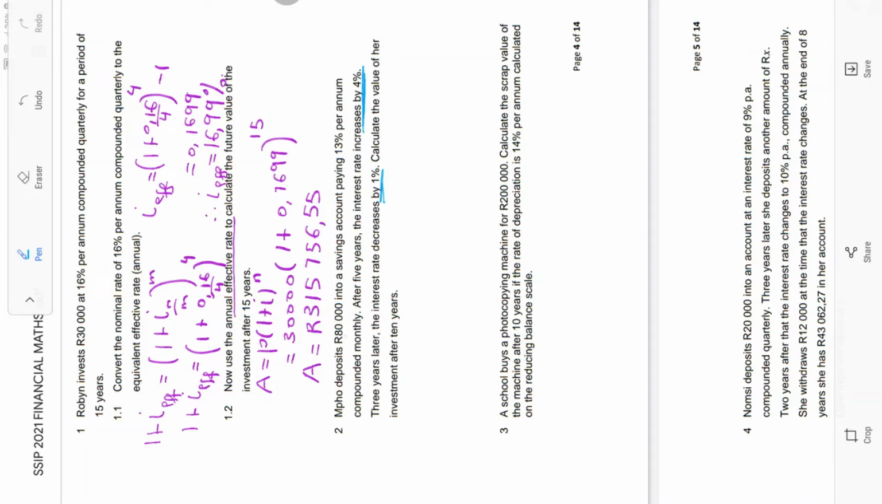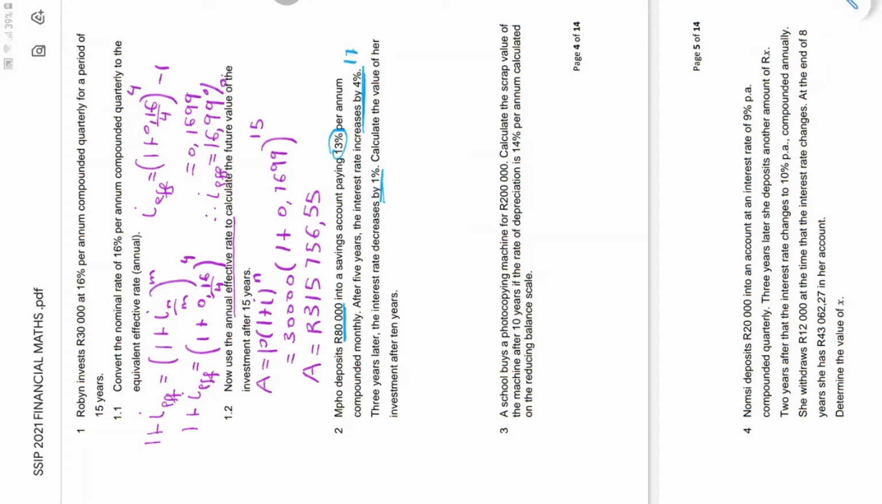So it's the single investment of 80,000, but now it is experiencing 3 different interest rates. First, the 13%. Later, the 13% increases by 4, which makes that 17%. Then after, it decreases by 1%. So from 17, that gives us 16%.